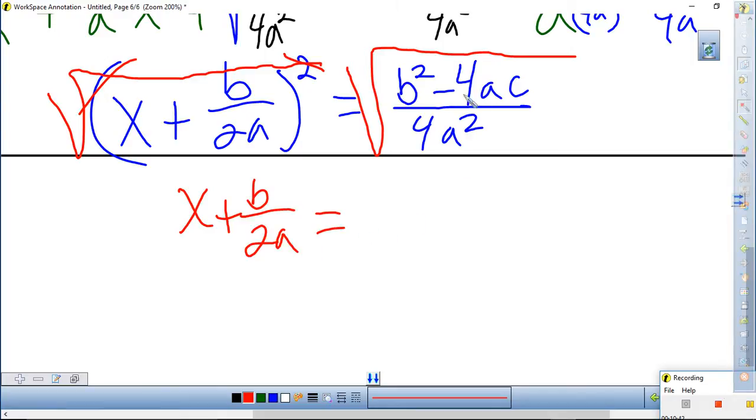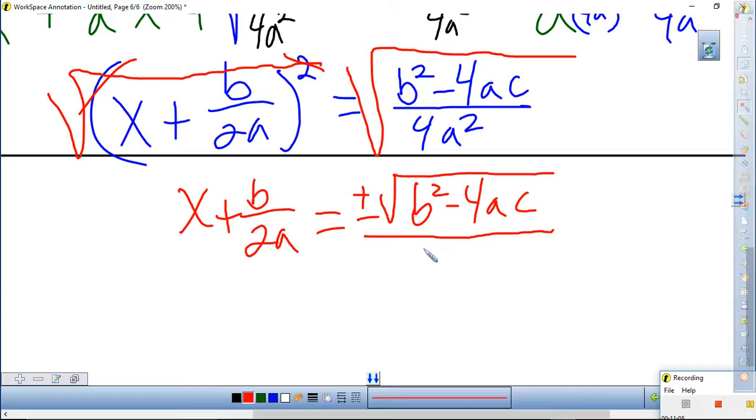Can we take a square root of a negative number? No, there's no such thing. So therefore, the numerator, we cannot take the square root. Can we take the square root of the denominator? Yes. So I'm going to leave the numerator the same, b squared minus 4ac. But since I can't do anything else, I'm going to put the little plus and minus sign right there. So what is the square root of 4? 2. What is the square root of a squared? a. Yes.